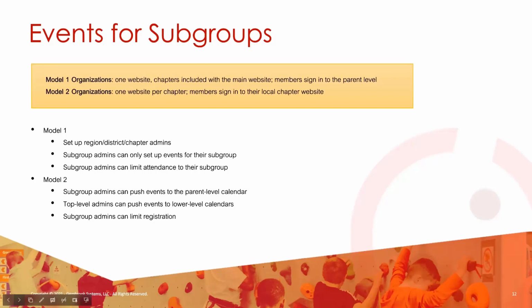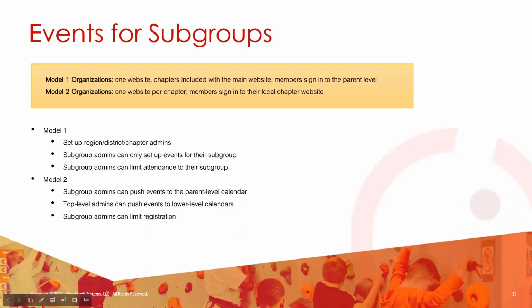So for Model 1 organizations, you saw that when we were setting up our coordinators at the very top of our webinar, we had the option to set them up for a specific region, district, or chapter. You, of course, have the option to set up full website administrators at the region, district, or chapter level, and then coordinators as well. Now, subgroup administrators can only set up events for their subgroup. So if you apply the Chicago chapter to someone's rights, they'll only be able to set up events for the Chicago chapter. And subgroup administrators can limit the attendance to their subgroup.